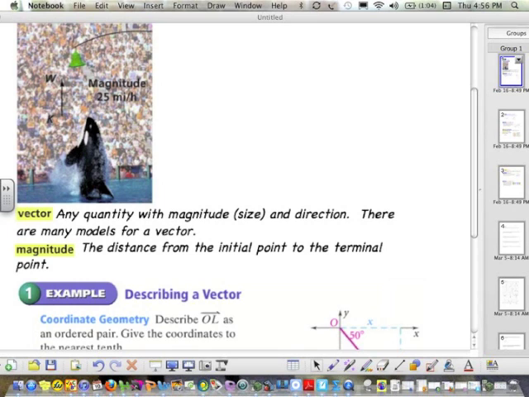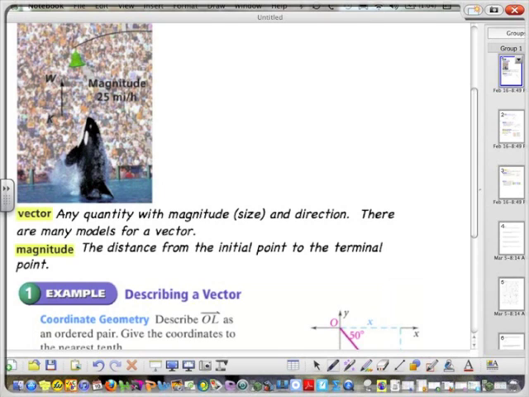But first of all, a vector is any quantity with a magnitude and a direction. So there are many different models for vectors. Vectors can be distance, vectors could be force, things like that. So anything with a magnitude or a size and a direction. Okay. So here's one of the ways we can represent vectors.